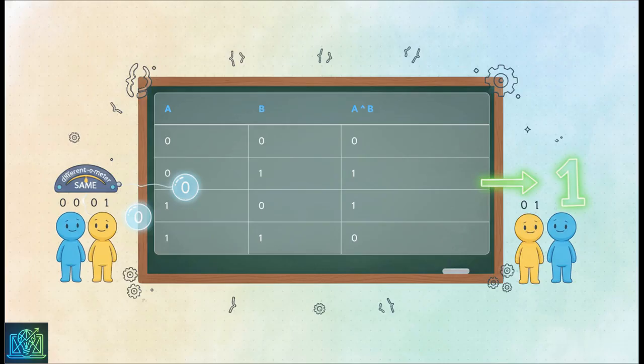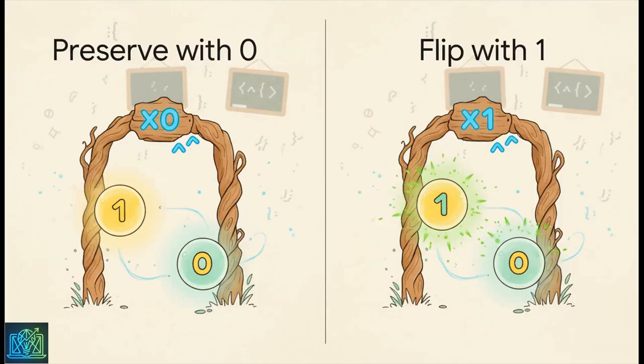0 and 1, you get a 1. 1 and 0, you get a 1. But if they're the same, 0 and 0, or 1 and 1, nope, you get a 0. So because it's a difference detector, it has this amazing side effect. It's a perfect toggle switch. Think about it. If you XOR any bit with a 0, nothing changes, right? Because they're not different, its value stays the same. But if you XOR a bit with a 1, it flips.